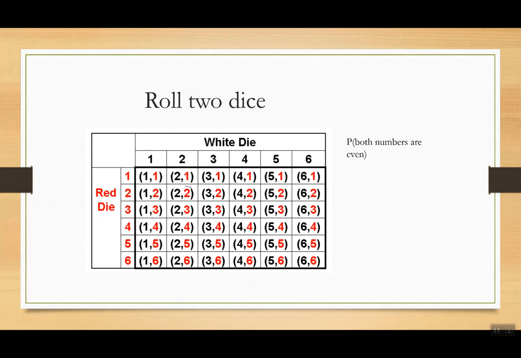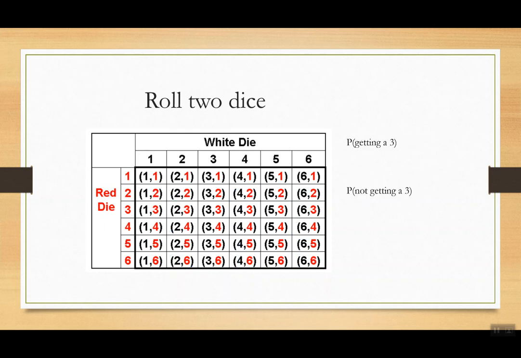So the 2s, I can see 2,2, 2,4, and 2,6 are even. I skip the 3s because 3 is odd. But then 4,2, 4,4, and 4,6 are even. Again, skip 5, so I can say 6,2, 6,4, and 6,6 are both even. So I have 1, 2, 3, 4, 5, 6, 7, 8, 9. 9 out of my 36, which is 1/4. So there's my probability both numbers are even.